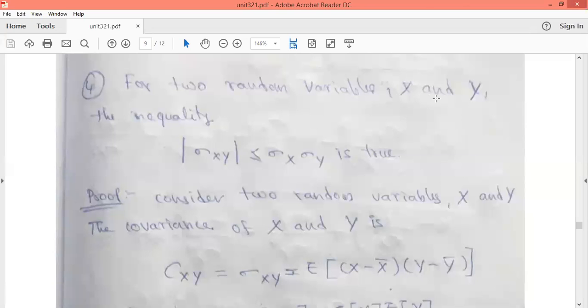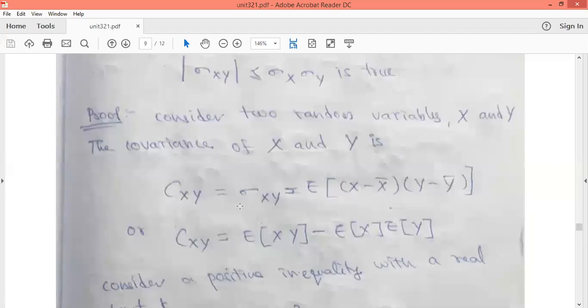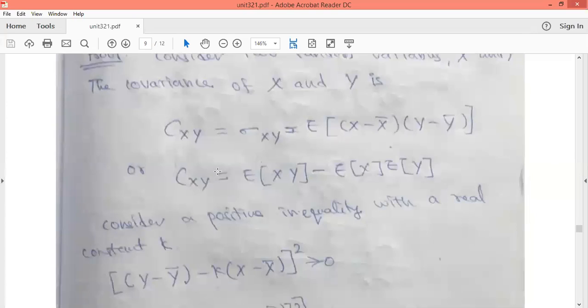For two random variables x and y, the inequality mod sigma xy is less than or equal to sigma x sigma y is true. We know that covariance Cxy is equal to sigma xy. It is also given as the expected value of (x minus x bar)(y minus y bar). From the first property of covariance, Cxy is equal to the expected value of xy minus the expected value of x times the expected value of y, which is nothing but rxy minus x bar y bar.